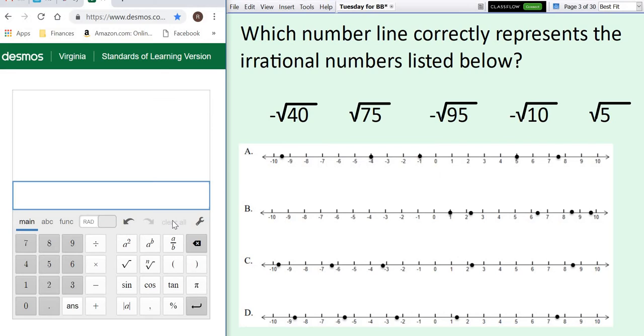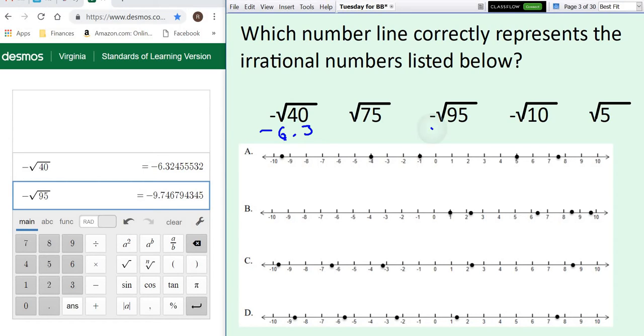All right, which number line correctly represents the irrational numbers listed below? So the first thing I have to do is make sure that I put them in my calculator correctly. The first one is negative square root of 40, which is -6.3. Okay, the next one, I'm going to do my negatives first, I think. I'm going to do negative square root of 95, because we cannot forget those negatives. It makes a big mess when we do that.